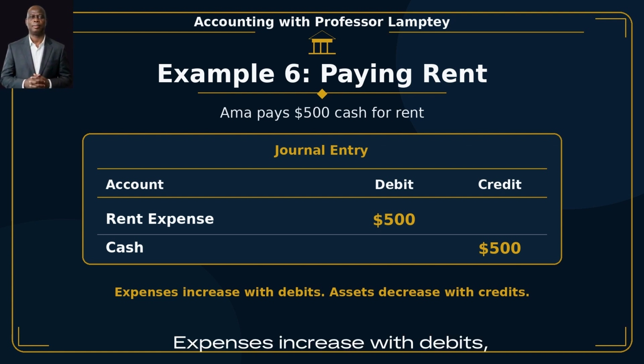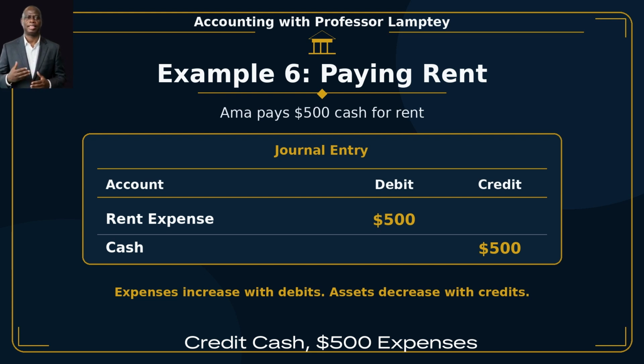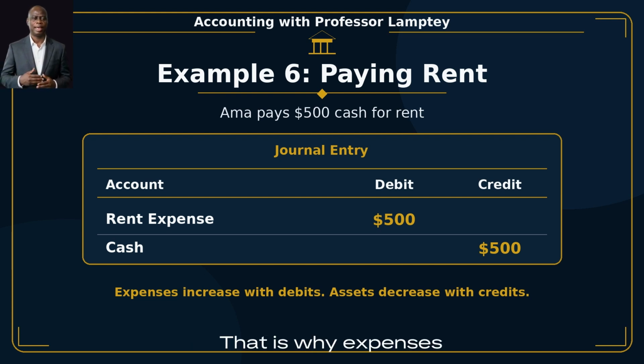Expenses increase with debits, so we debit rent expense. Assets decrease with credits, so we credit cash. The journal entry is debit rent expense, $500. Credit cash, $500. Expenses reduce equity. That is why expenses increase on the debit side. So when you see an expense being debited, do not panic. The expense is not doing anything strange. It is exactly where it belongs.